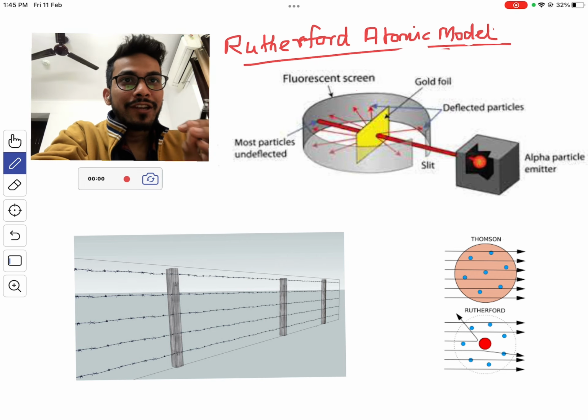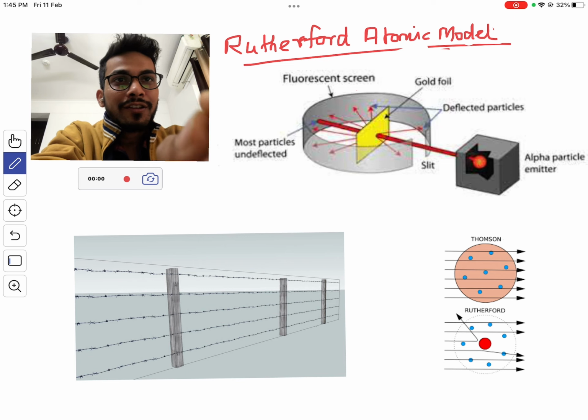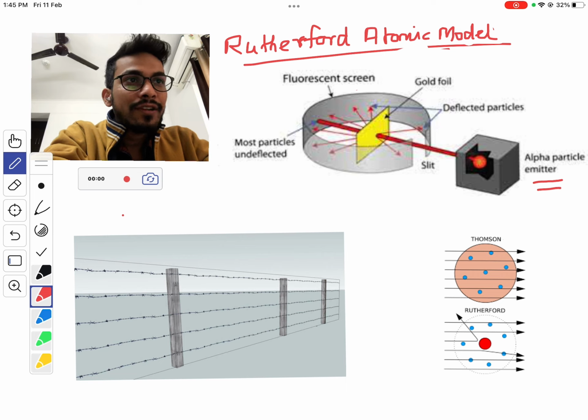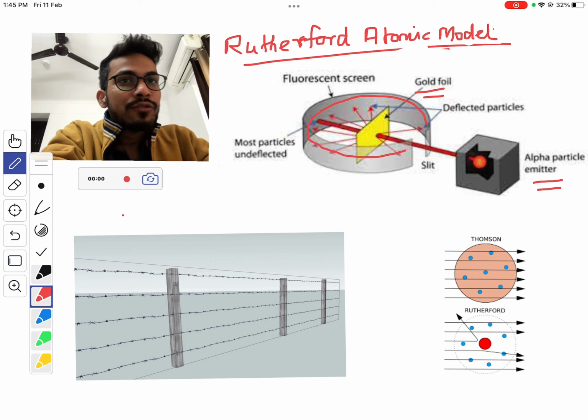The alpha scattering experiment consists of three major components. The first one is the alpha particle emitter, the second one is gold foil, and the last one is the fluorescent screen. You can see this fluorescent screen.